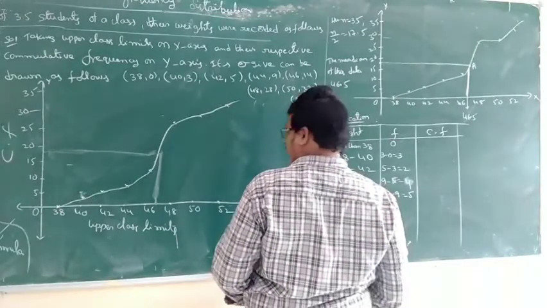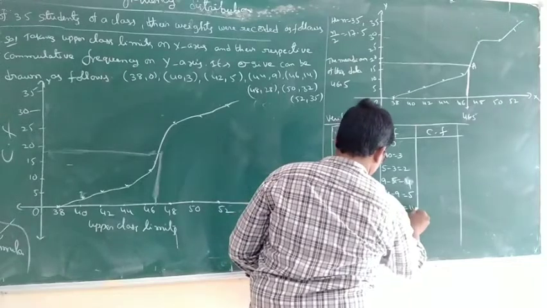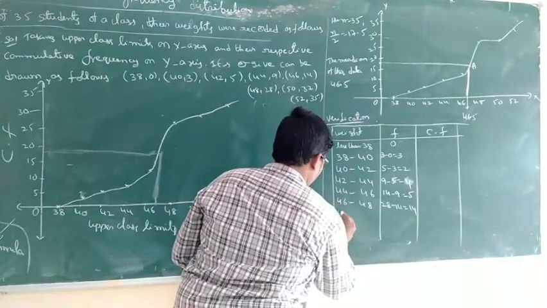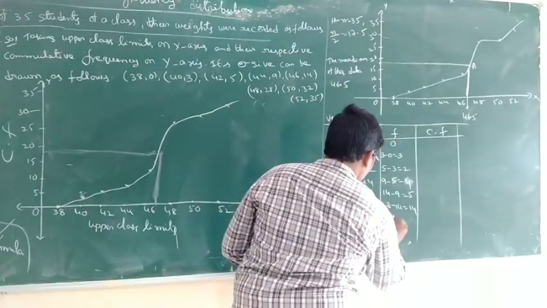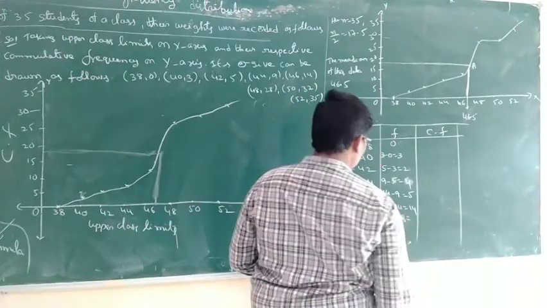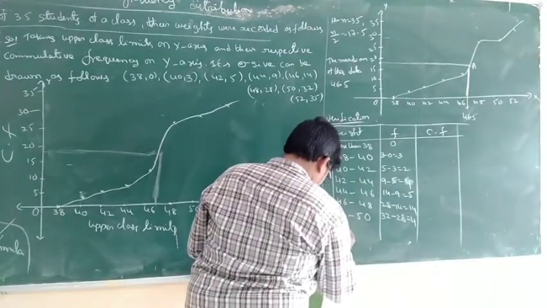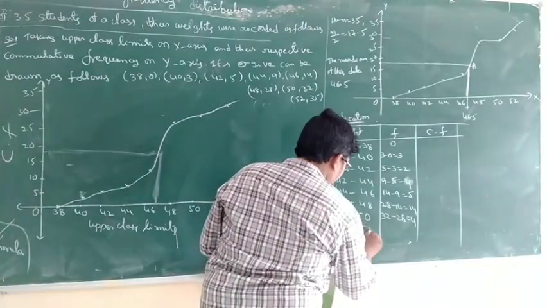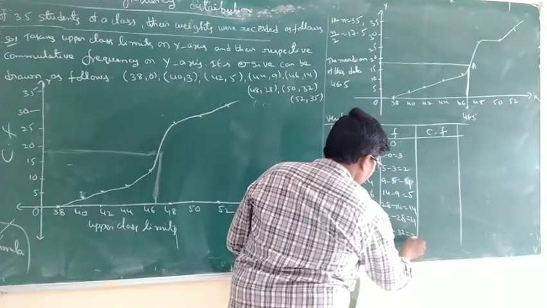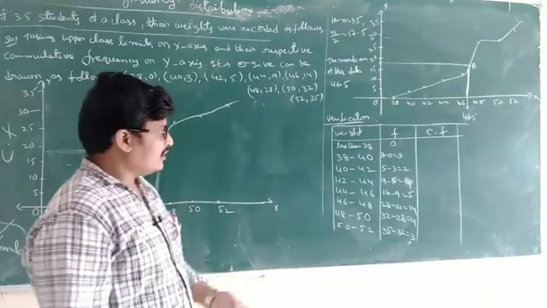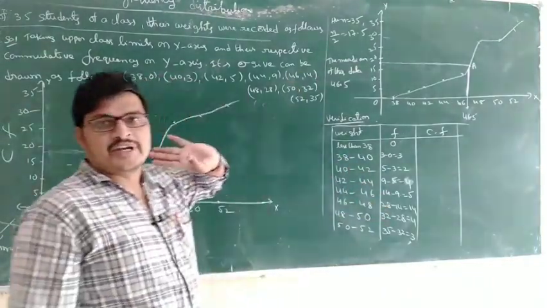46 to 48: 28 minus 14 is equal to 14. Next, 48 to 50 means 32 minus 28 is equal to 4. Next, 50 to 52 means 35 minus 32 is equal to 3 in the median.